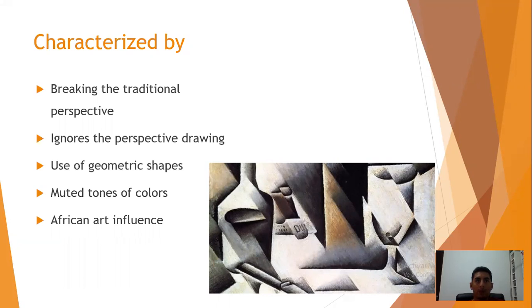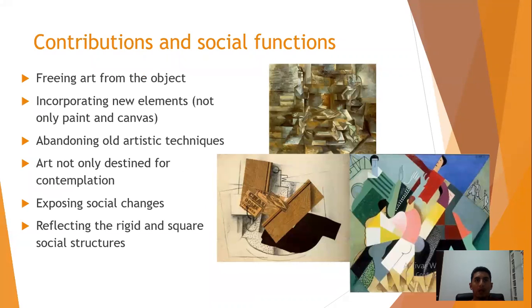The tones that appear are muted, although they later evolved and the color range widened. The key element of this artistic trend is geometric shapes. Cubism influenced many of the new styles of modern art. It was considered a revolution within art since it first freed art from the object, then incorporated elements that were not only paint and canvas, and finally abandoned the artistic techniques that had previously been established.